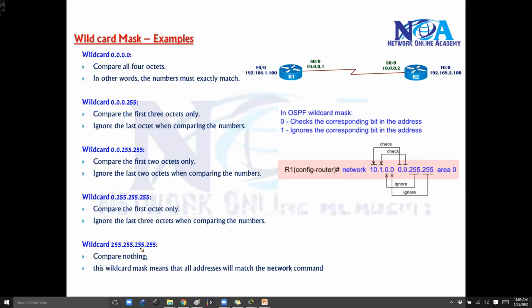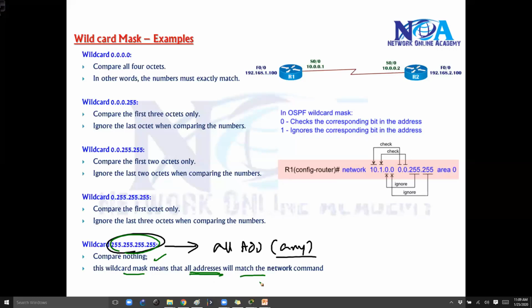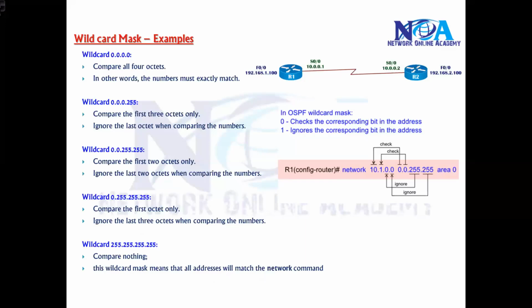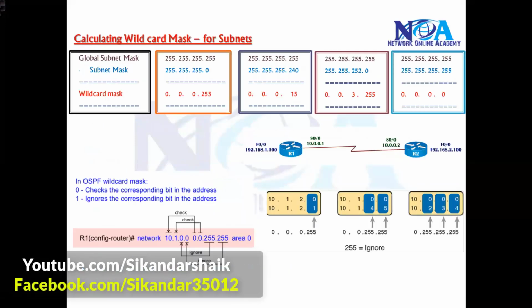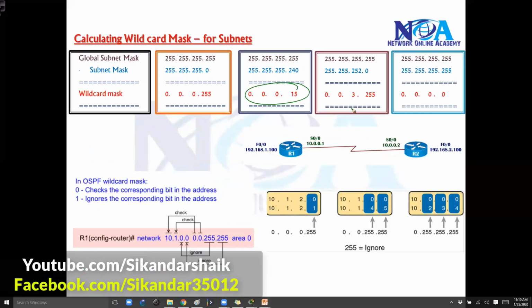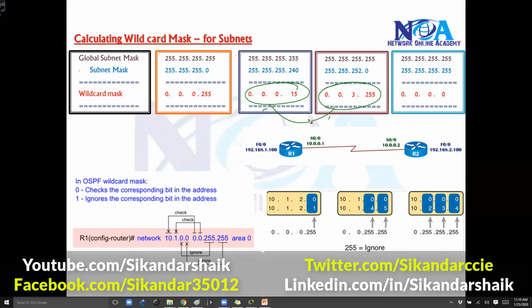So what if I write the wildcard mask of 255.255.255.255? It actually matches all the addresses, just like matching any address, it doesn't compare any address. Any address will be matched with a network command generally. We don't use that much, but these are examples to understand, because these are the different kinds of examples you see. And of course, whenever you see this kind of wildcard mask, you need to understand there are specific subnets used in that range.